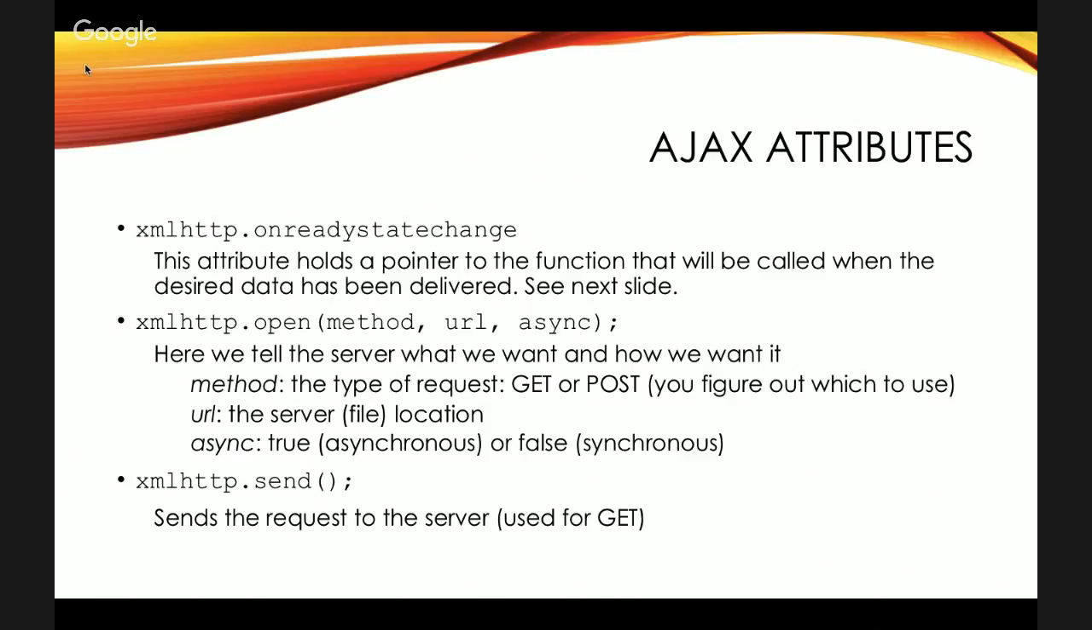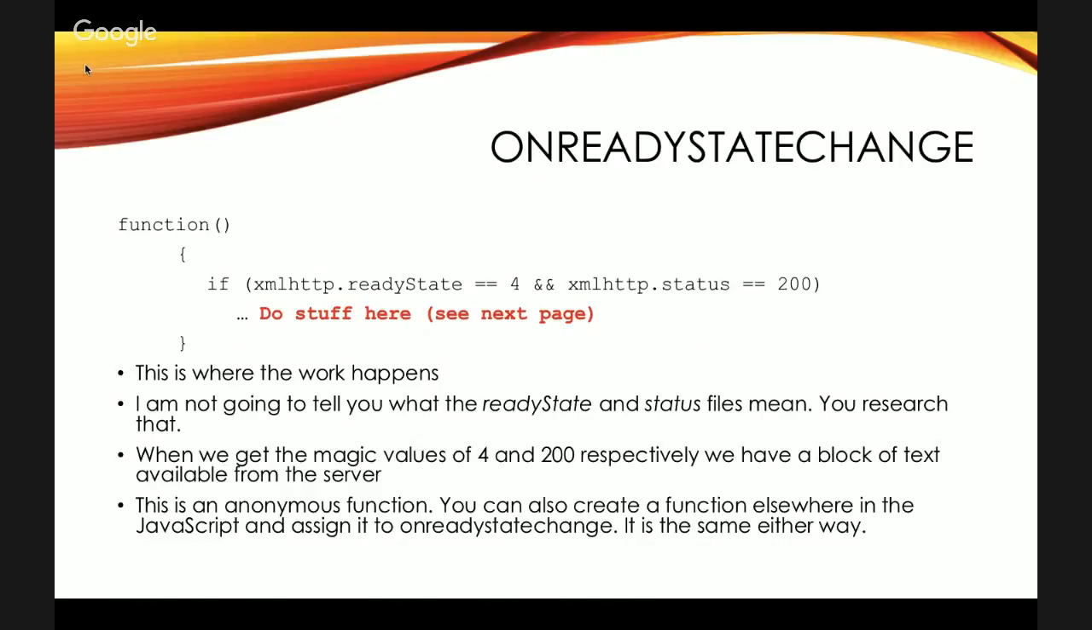Now get the file. On ready state change, we're going to go back to that first page that has all the lines of code once we've gone through all of these. When the on ready state change value has a 4 and a 200, that means we're ready. The file is ready for us. And what 4 actually means and 200 actually means, you go look those up.